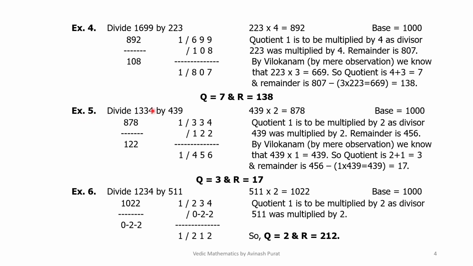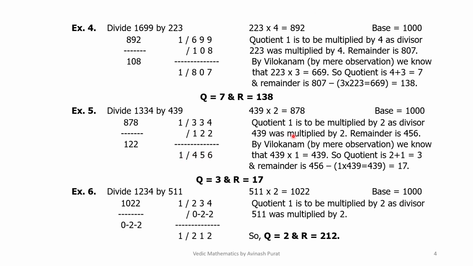Example 5. Divide 1334 by 439. Now 439 multiplied by 2 is 878 and which is near to the base of 1000. So 878 is divisor. Difference base minus 878 is 122. 1 stroke 334. 1 is brought down. 1 multiplied by 122. 122 is taken here. So 4 plus 2 is 6. 3 plus 2 is 5 and 3 plus 1 is 4. 1 stroke 4 5 6.